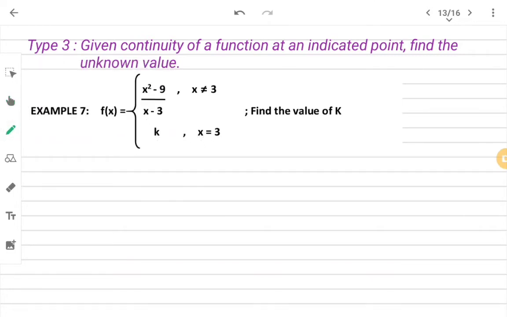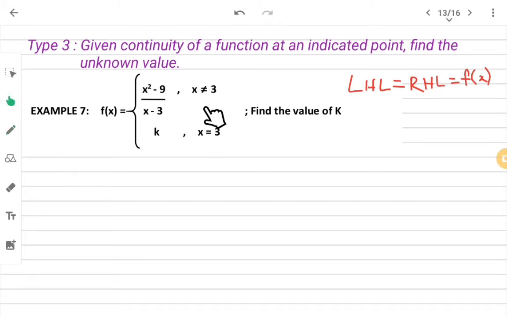Now we have to keep it in mind. If they are given that it is continuous, it means that the left hand limit is equal to the right hand limit is equal to the f of x value at that point. Both are all equal.